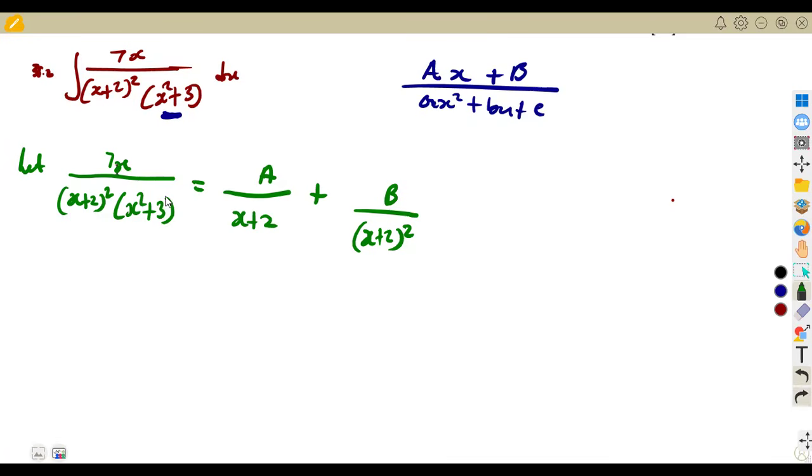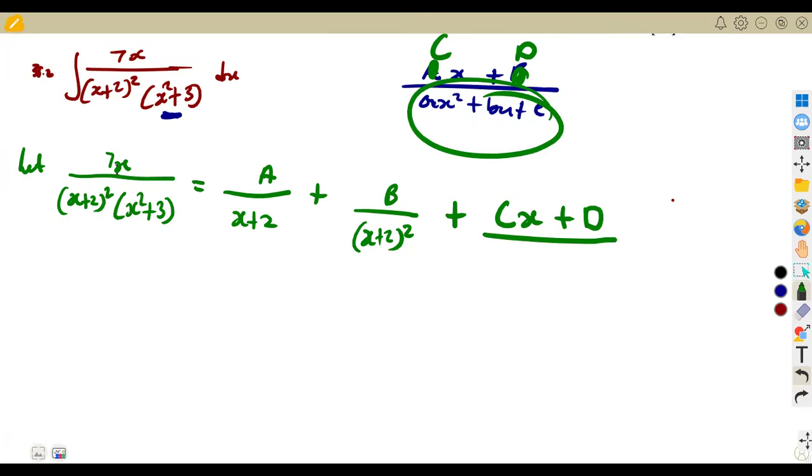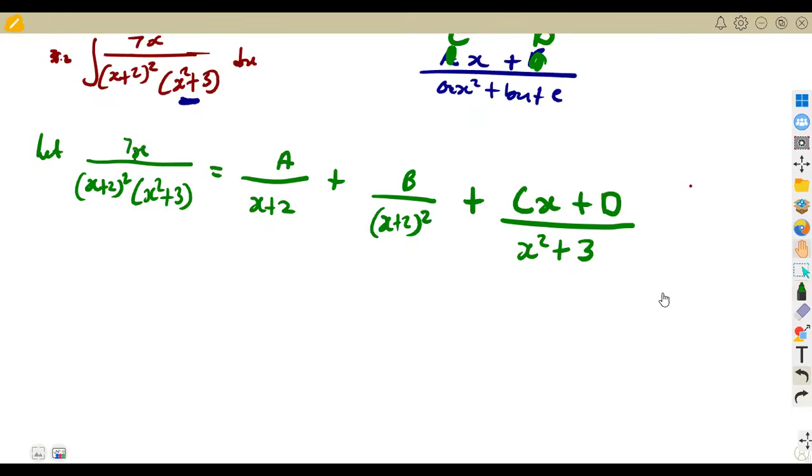All right. Then for the quadratic, we are supposed to have Ax plus B, but already we used our A and our B, so we're going to have a continuation as C. So this will be C, and this will be D. So this will be plus Cx plus D over the quadratic expression that you're given, the one that cannot be factorized. That is x squared plus what? x squared plus 3. All right, that is how we are supposed to have our expression.